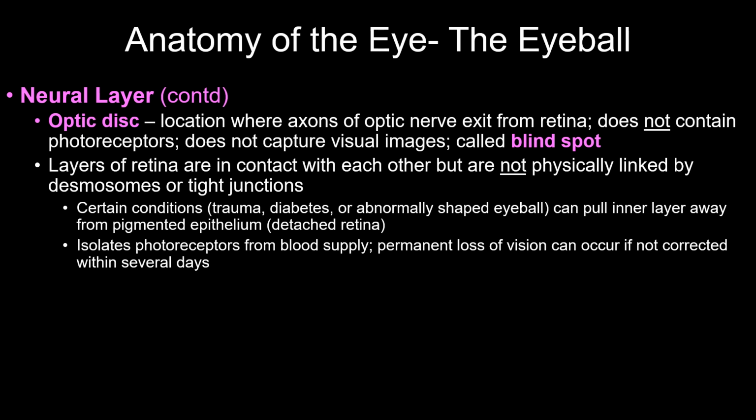Now, the axons of the optic nerve are going to gather at what is known as the optic disc. And this optic disc is actually a portion of the retina that does not contain any photoreceptors. And so for this reason, this area is not capturing any visual image, and it is called the blind spot. We don't typically notice a blind spot because your brain is very good at filling the image in.